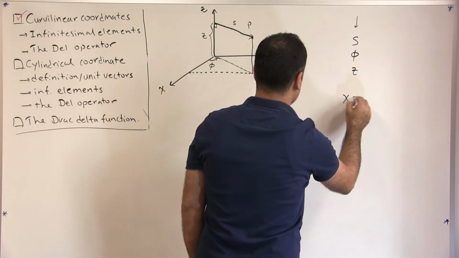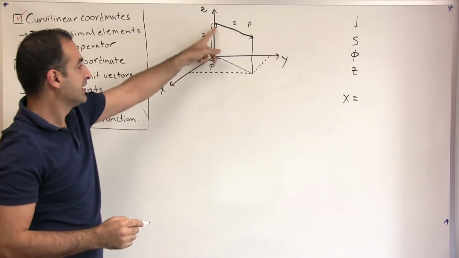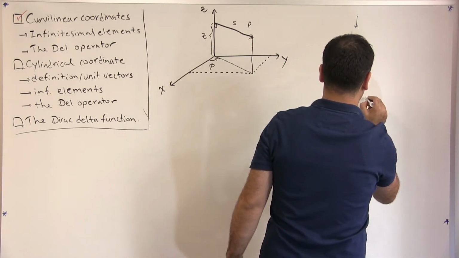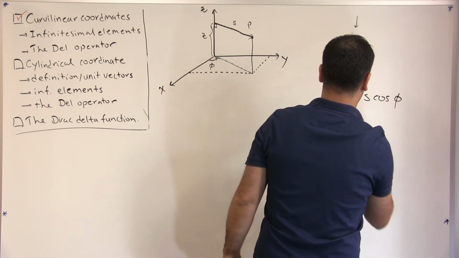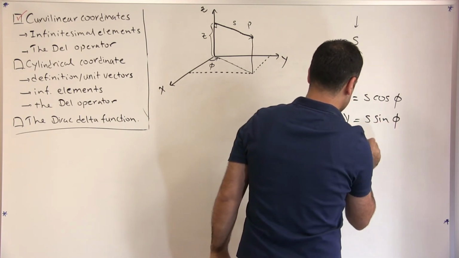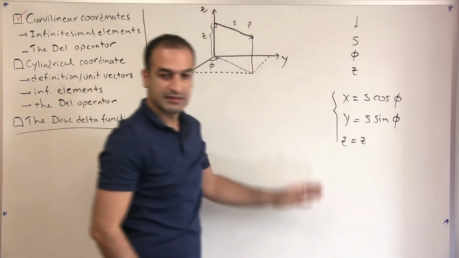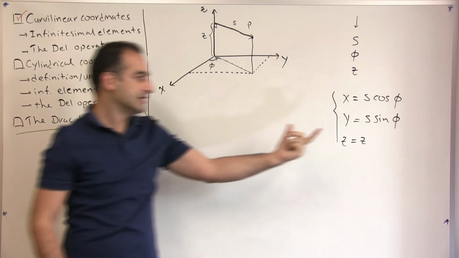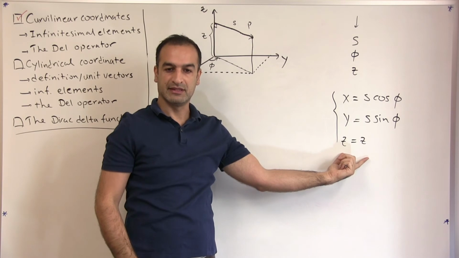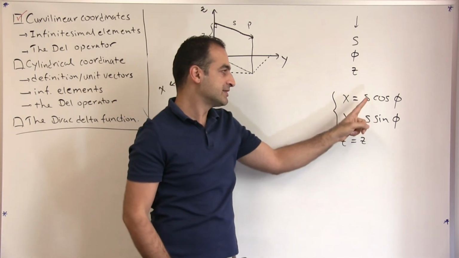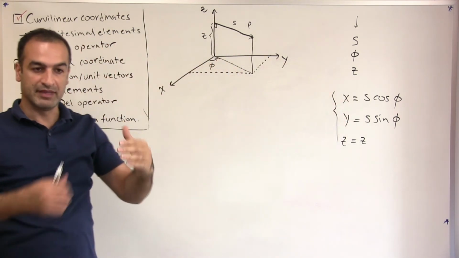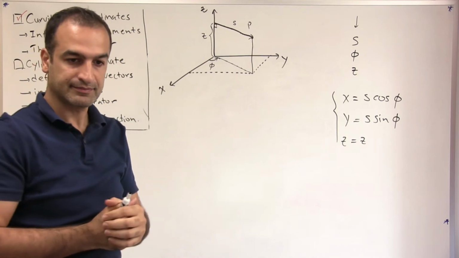So x is s times cosine phi. Y is s times sine phi. And z is going to be z. Okay. So this is a set of equations to move from cylindrical coordinates to Cartesian coordinates. Z is exactly the same z. X and y are written in terms of s, the distance from the axis, and phi, which is the angle it makes with the positive x-axis. Sounds good?